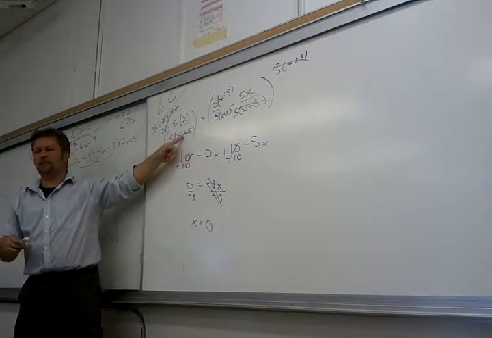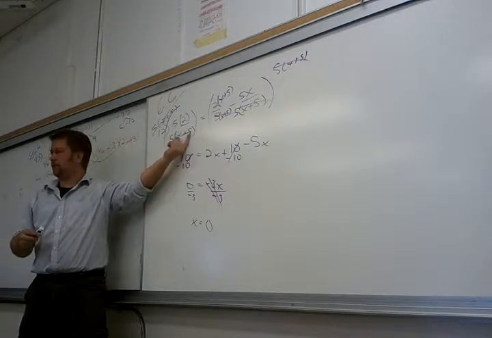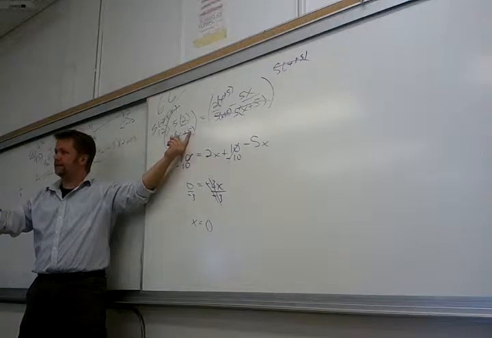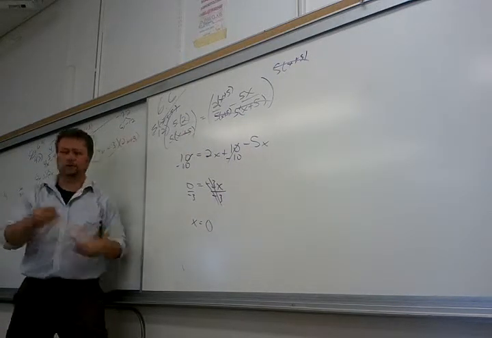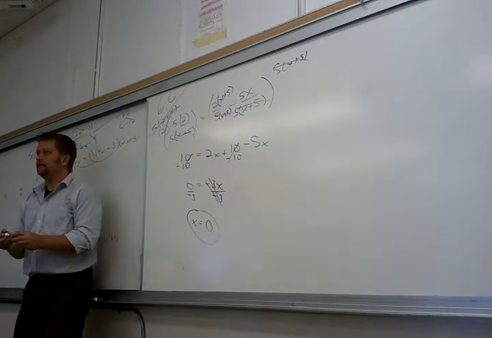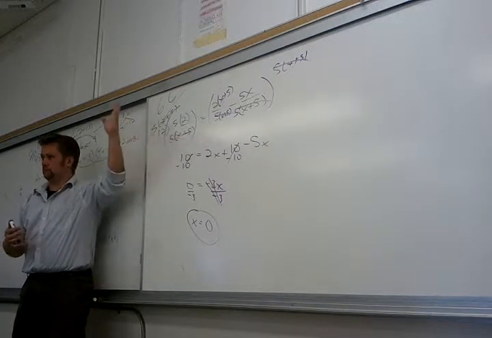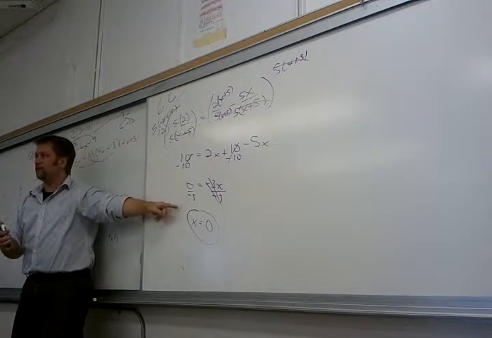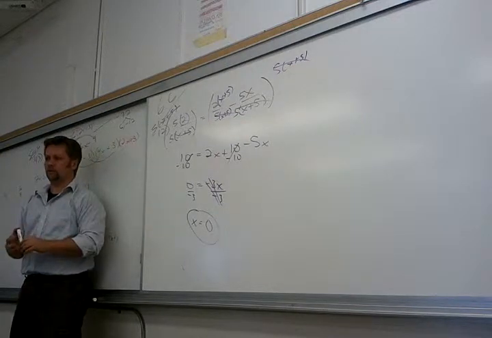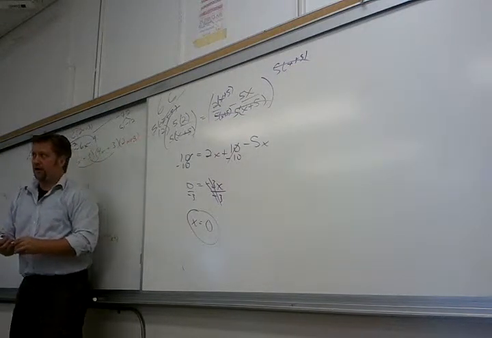What could x not be from the very beginning? x can't be negative 5. Did we get negative 5? No. So we're good. At the end, you have to make sure the answers you get don't make the bottom freak out. If they do, cross them out. If they don't, good, leave them there. All right, let's try another one.